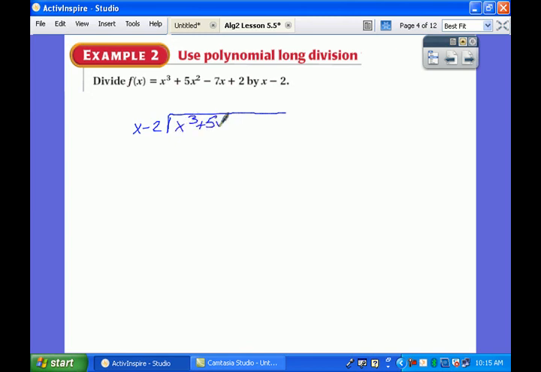All right, so we have x minus 2. It's going to be outside. Now we're dividing x cubed plus 5x squared minus 7x plus 2. As we start the problem, it's very important that we not have any gaps here. So x cubed, x squared, x, constant. Here we go. The first division we do is x cubed divided by x. That's just going to give us x squared. So that's going to go in the x squared column.